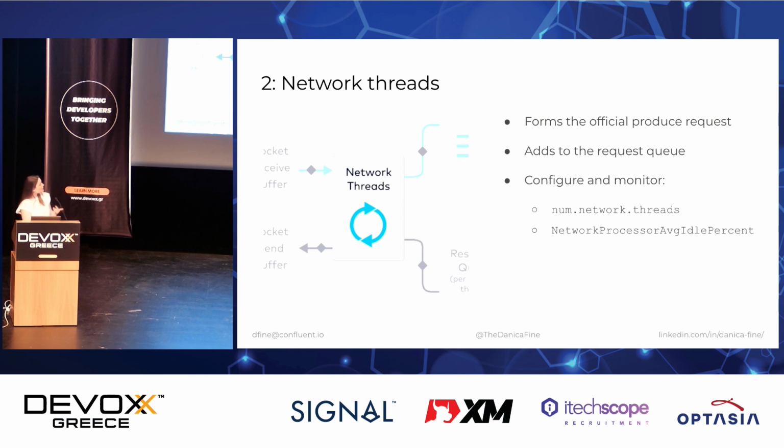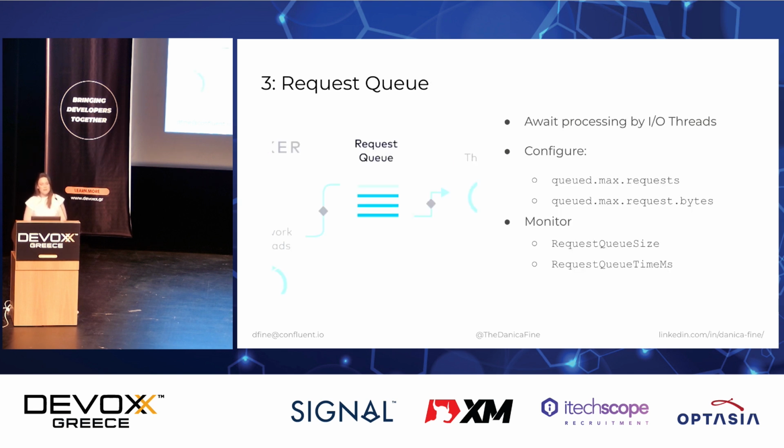The good way to monitor these is the network processor average idle %, and the values range from 0 to 1. 0 means that the threads aren't busy at all, 1 means that they are fully utilized. Okay, so network threads are picking these up, translating it into a request object, and adding it to the request queue. And this is another short stint for the request at this point. They're just here to wait for further processing by the IO threads, and the IO threads are the ones that are going to actually write it to the broker.